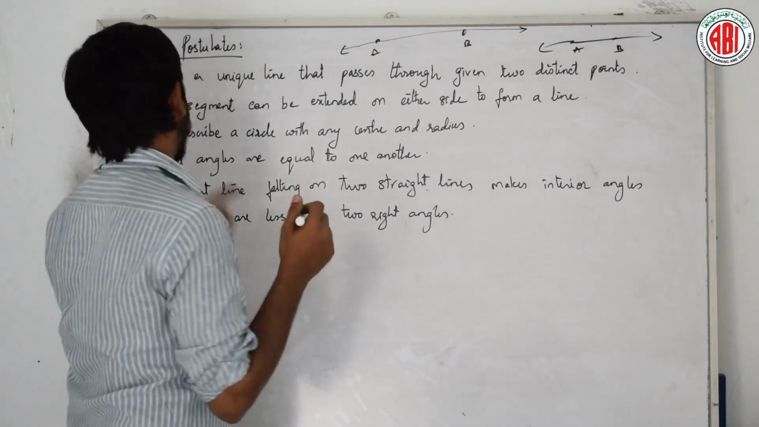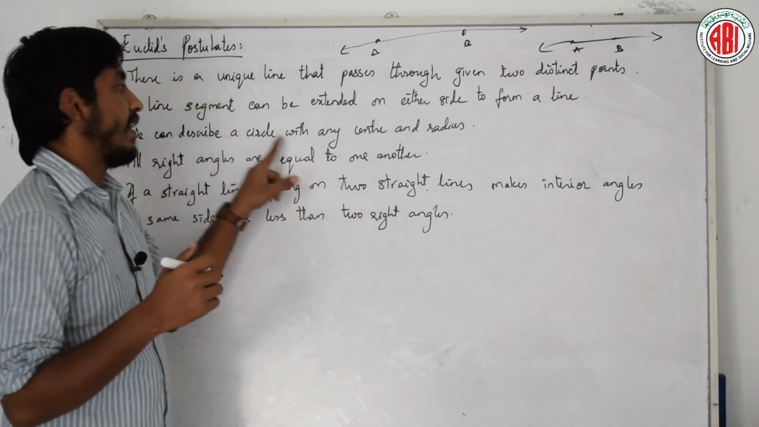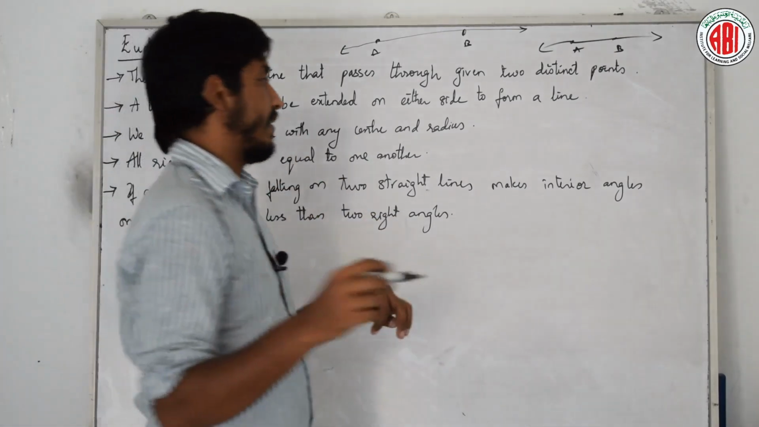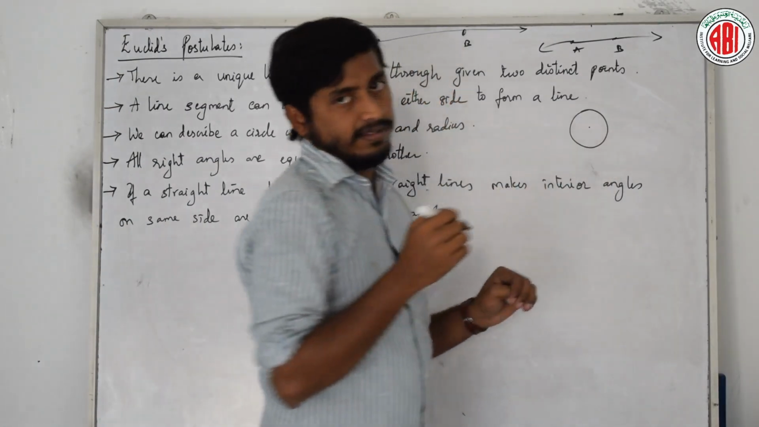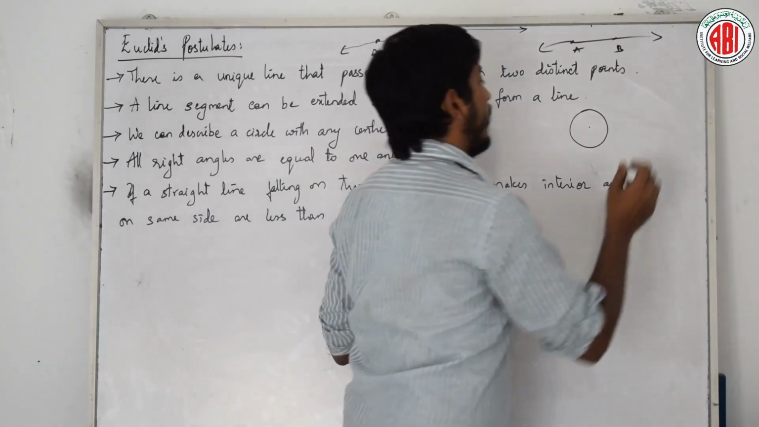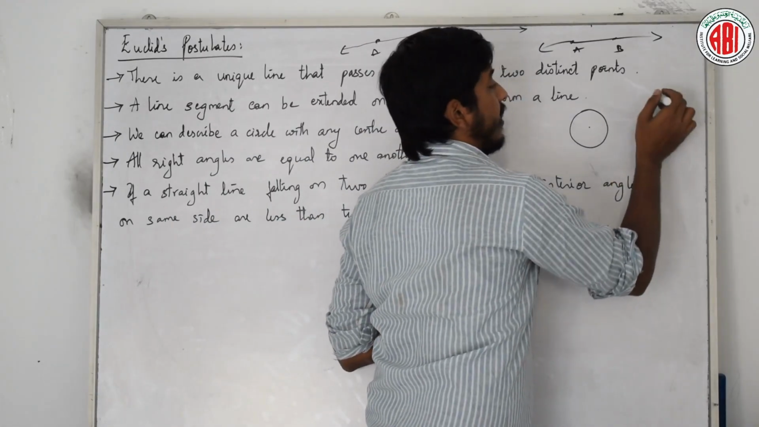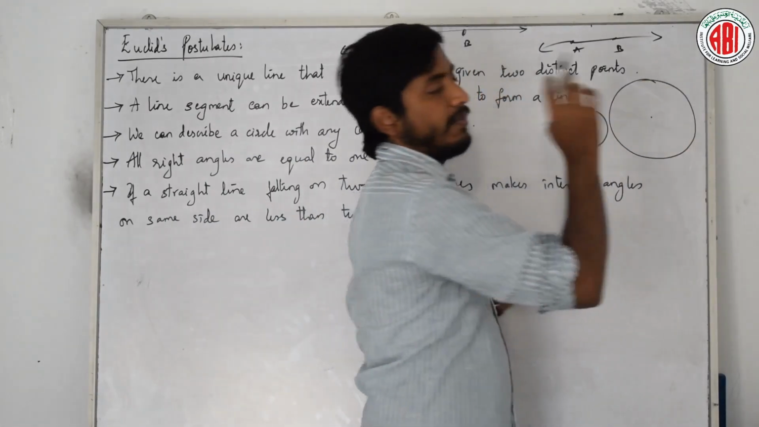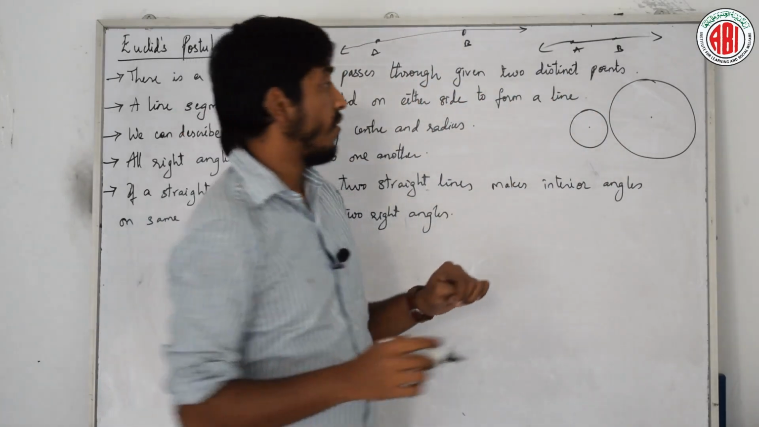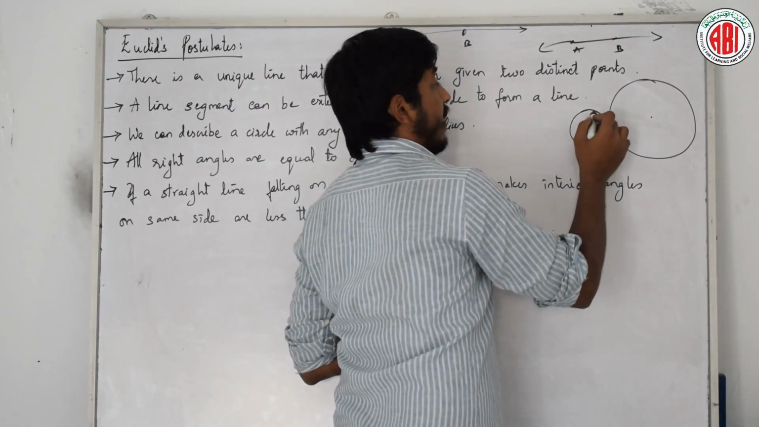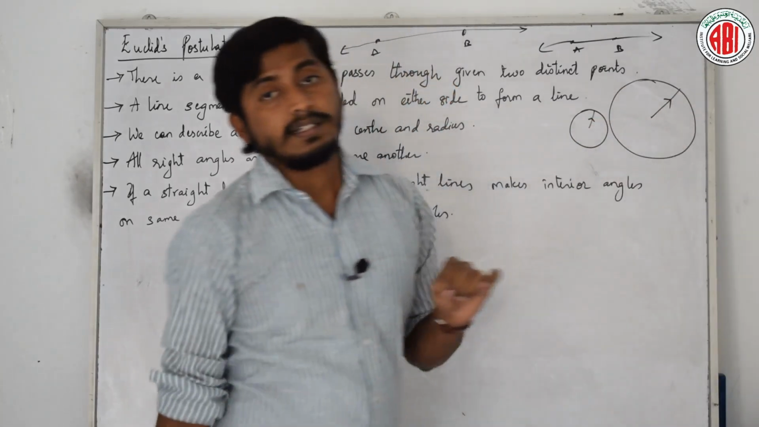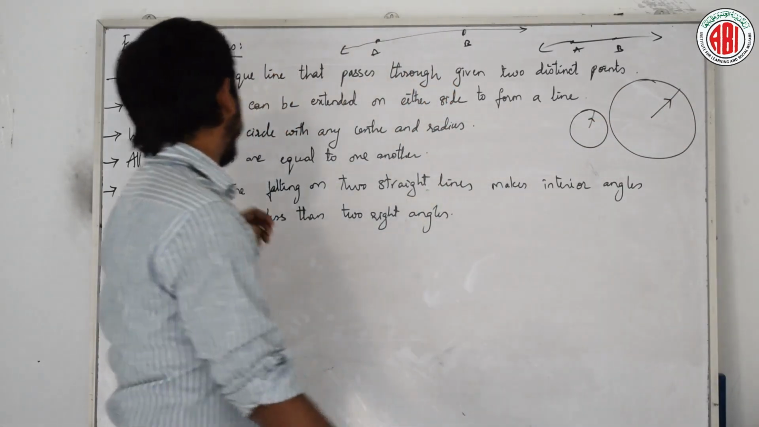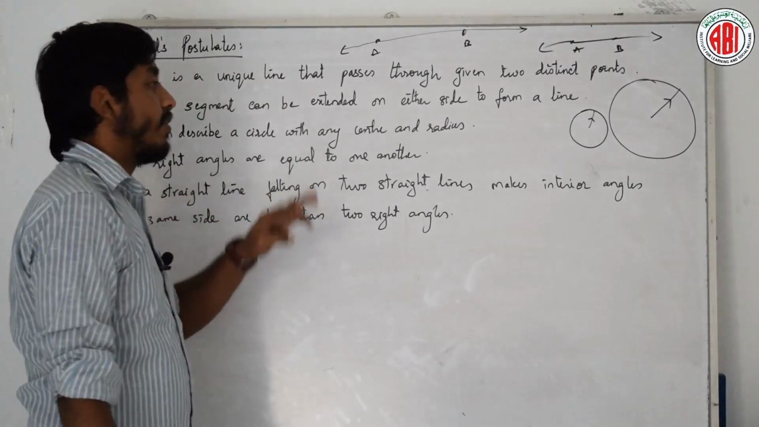Clear? See here. We can describe a circle with any center and any radius. For example, if this is the center, we can draw a circle with some radius. Let us say some 1 centimeter. I can draw with another center one more circle with some radius 3. Yes or no? I can draw any circle with any radius and from any center. Clear? Fine.